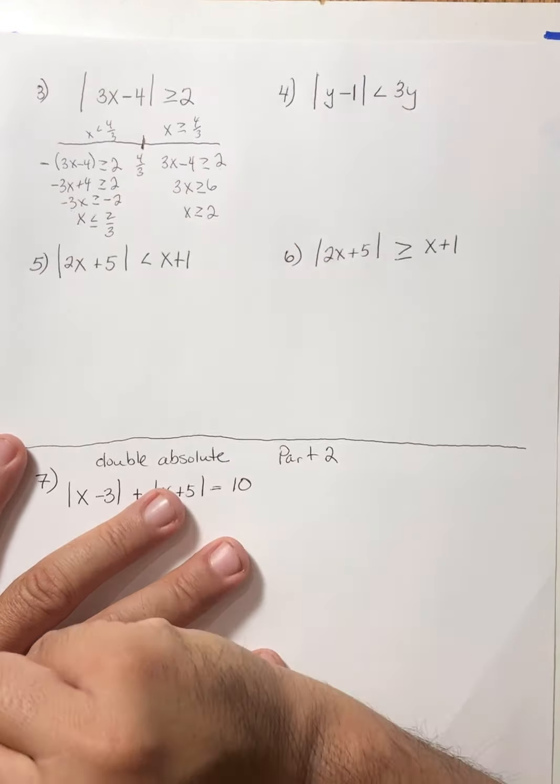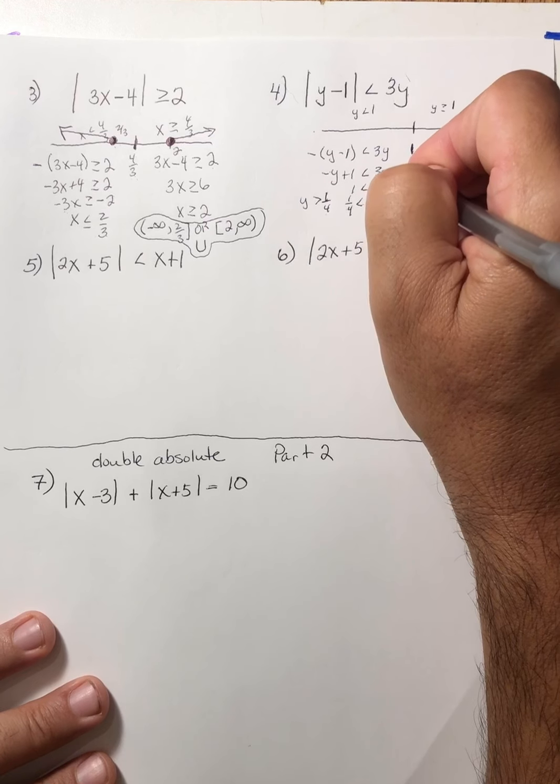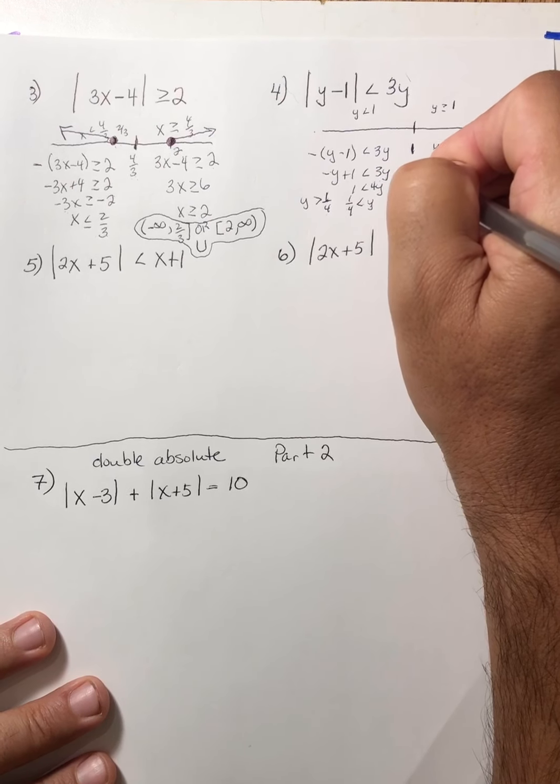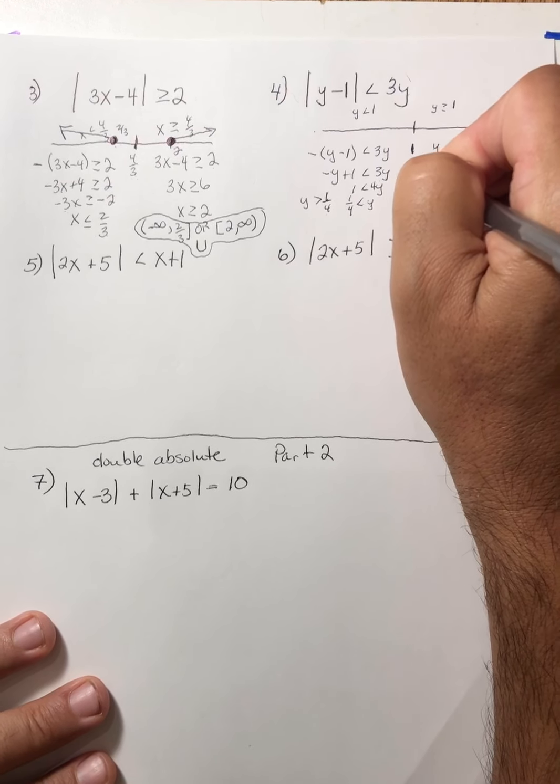So I'm going to subtract y. I have negative 1 is less than 2y. I subtracted y to the right. Now I'll divide by 2. So y is greater than negative 1/2, or negative 1/2 is less than y. I'll write that out properly for you: y is greater than negative 1/2.